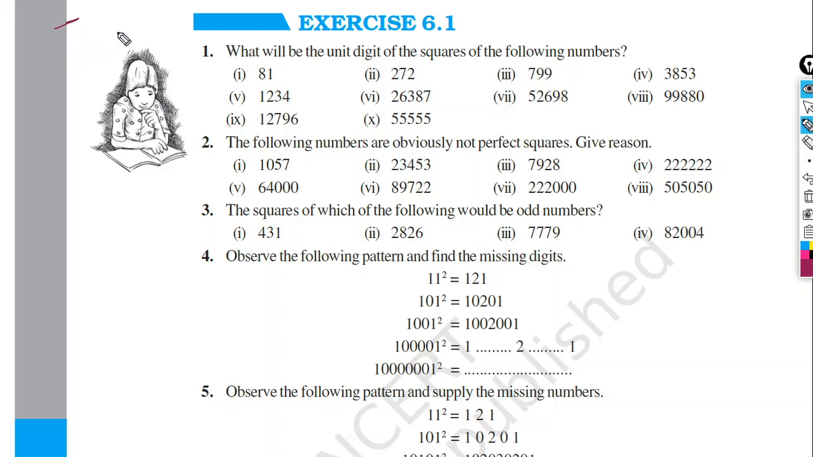So today we are going to discuss exercise 6.1. So in the last class we had discussed about basics of squares. Now we'll find exercise 6.1.